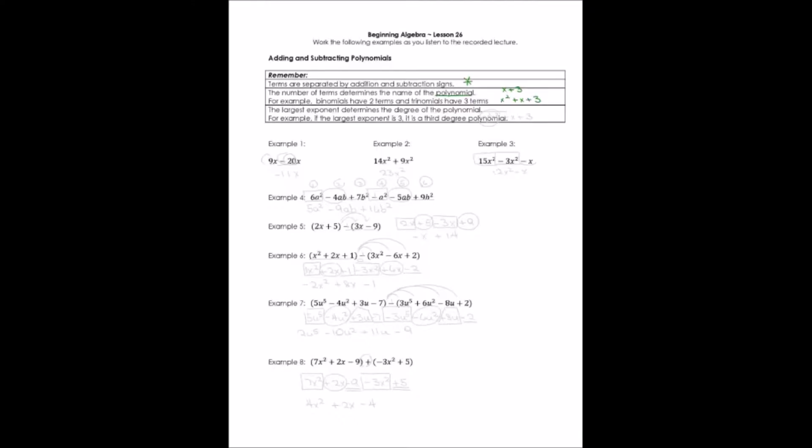Now, the third thing we need to remember is that the largest combined exponents in a single term determine what we call the degree of the polynomial. If we looked at the trinomial, x squared plus x plus 3, we would say we have a term that has x squared. The degree is going to be 2. It's going to be a trinomial to the second degree.